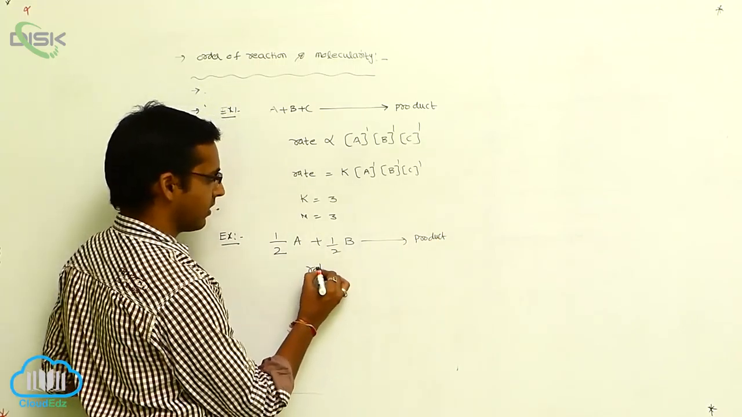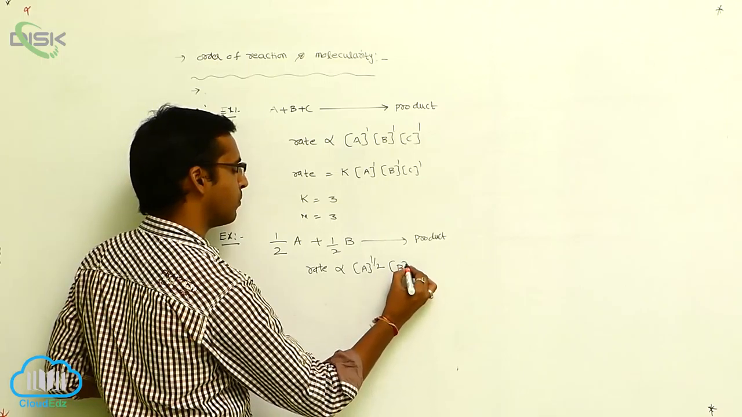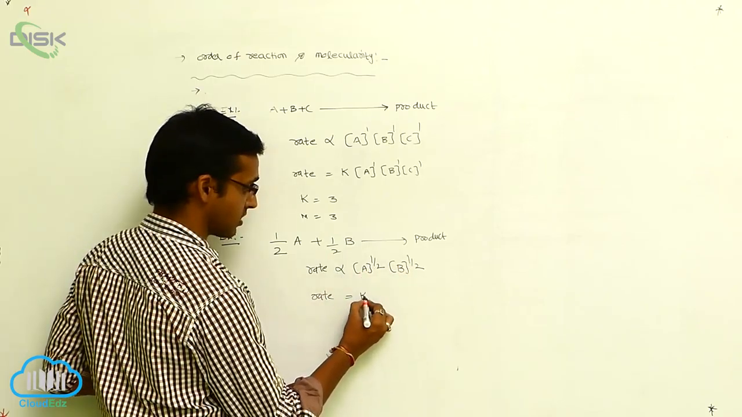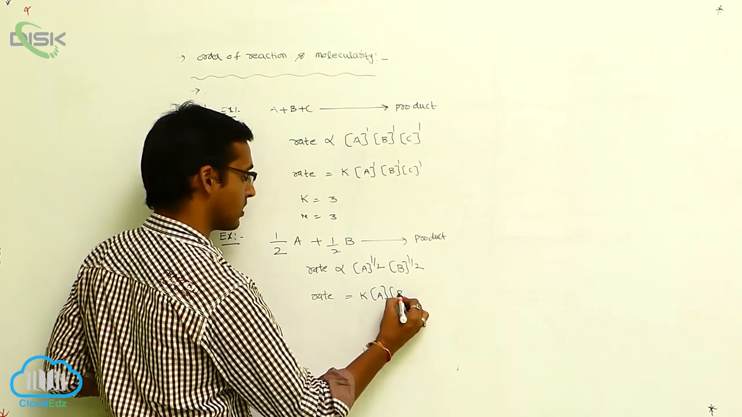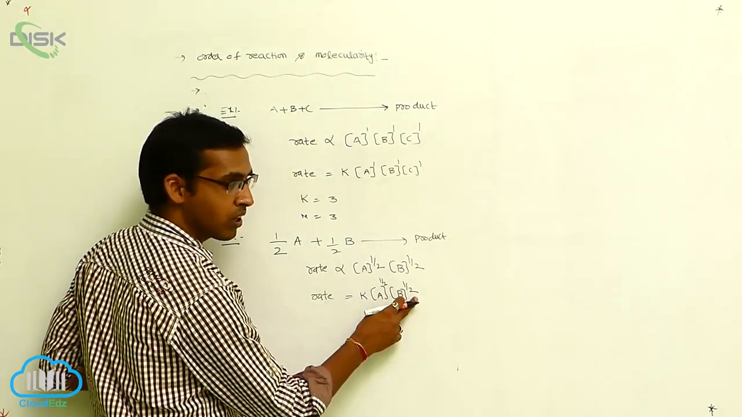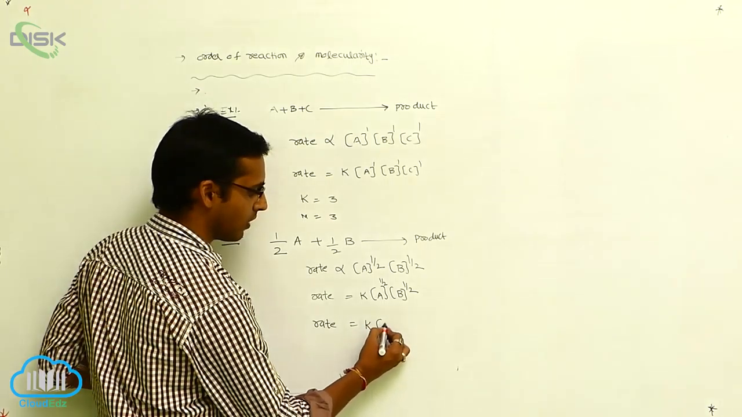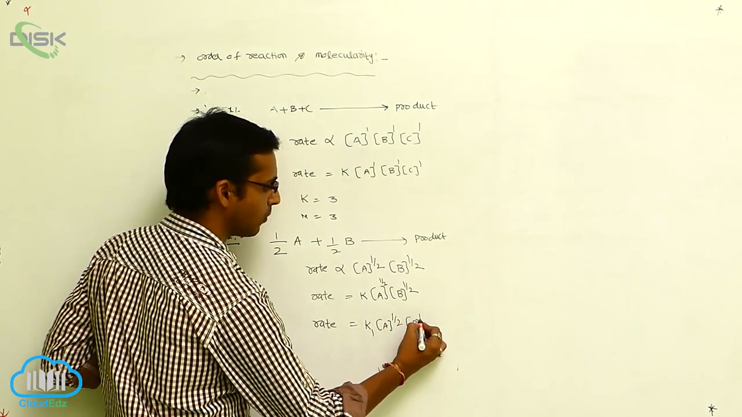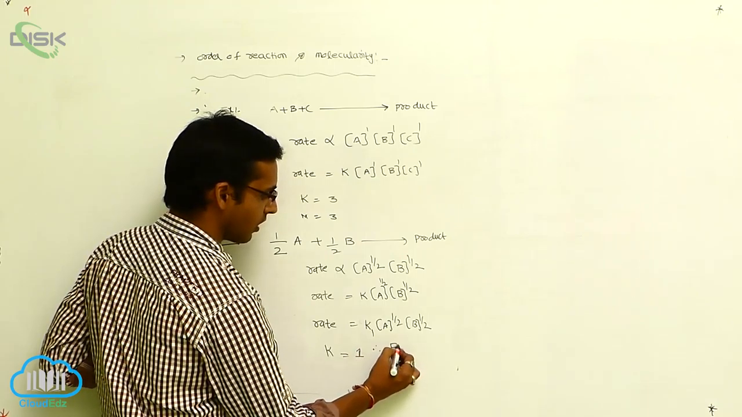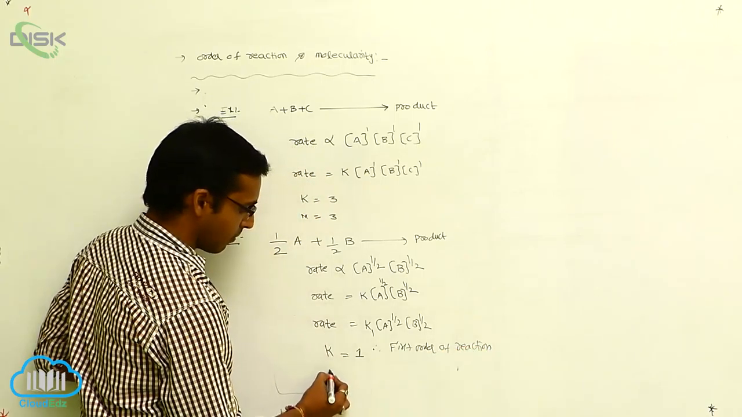For example, consider a reactant A with a fractional value of 1/2 and a reactant B with a fractional value of 1/2, giving the product. In this conversion, the rate is directly proportional to the concentration of A raised to 1/2 and B raised to 1/2. So the rate equals K into the concentration of A and the concentration of B. The power of A is half, and the power of B is also half. So half plus half is total 1. So the order is 1.